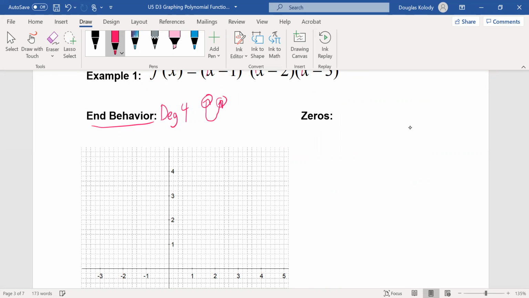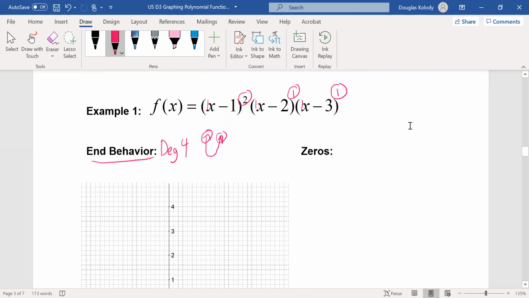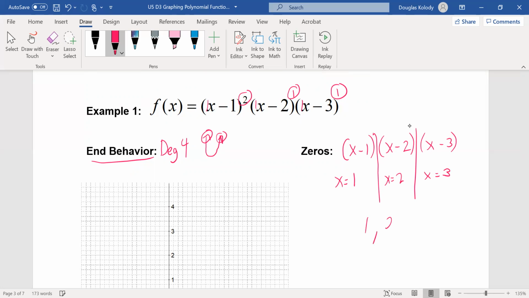It's going to start up and end up. The next thing I'm going to do is solve each of these factors. So it's x minus 1, it's x minus 2, and it's x minus 3. If you did what we did back in day 1 of this, you'll get x equals 1, x equals 2, and x equals 3. So 1, 2, and 3.